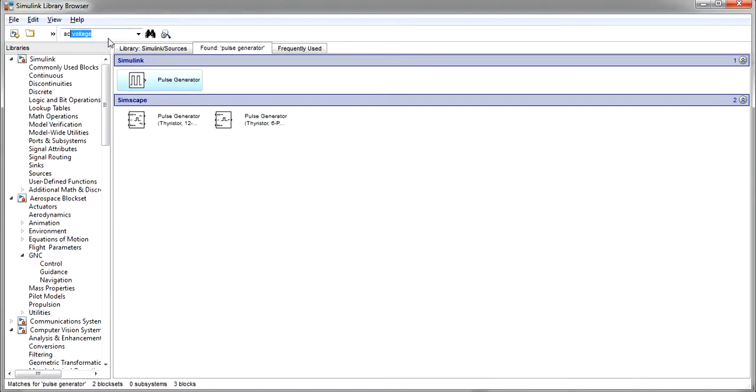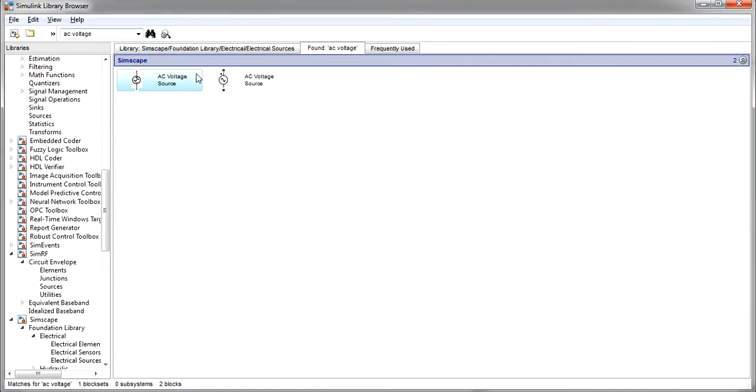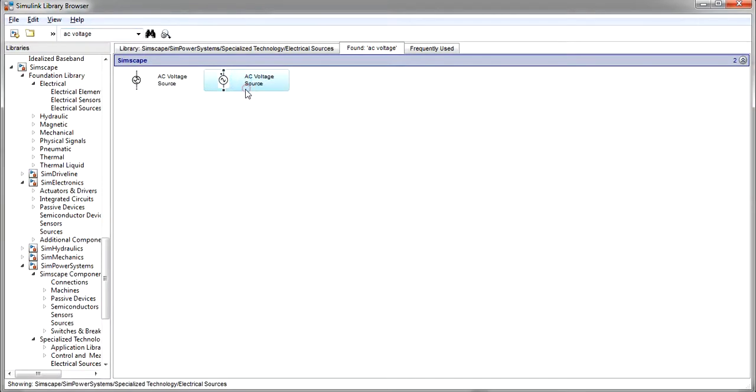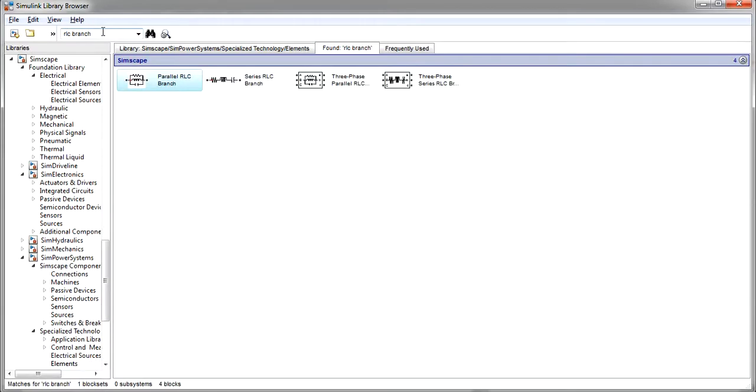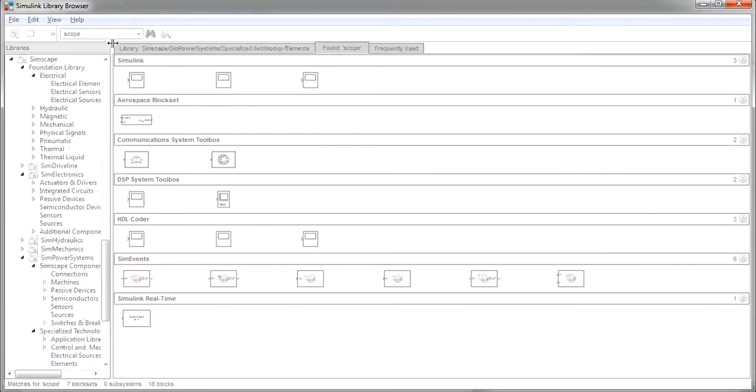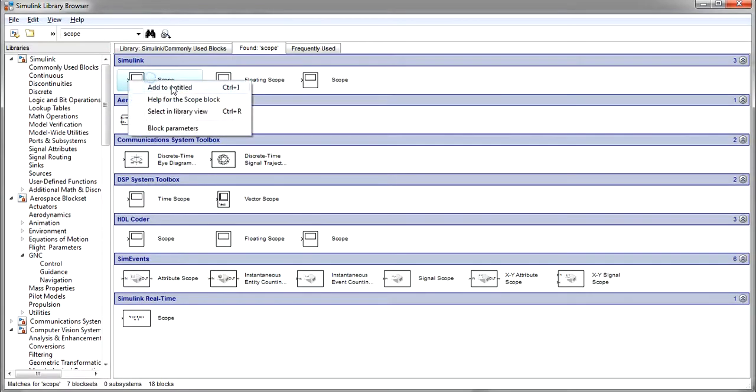After that we need an AC voltage source, so I am adding it here. And then at the output side the RLC series branch, which we will convert to a single R, that is a purely resistive load. We need a scope to observe the waveforms, so I am adding a scope as well.